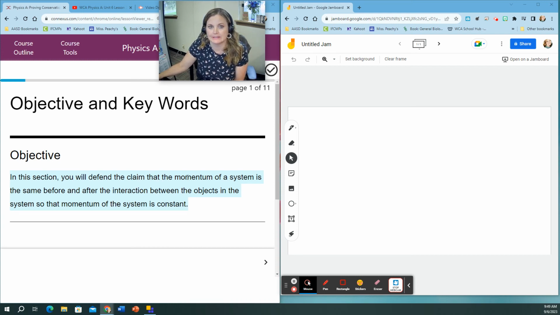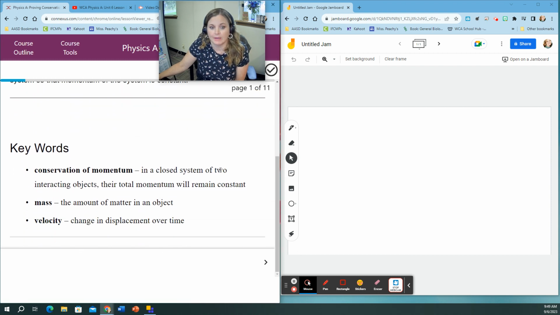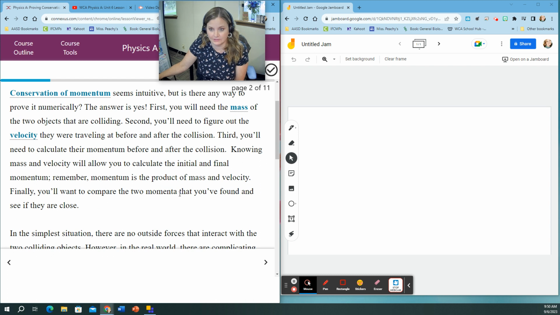I'm looking here at Unit 6, Lesson 4, and we are still looking at momentum. We are going to mathematically kind of prove that momentum works here. So again, conservation of momentum in a closed system of two interacting objects, their total momentum will remain constant. Mass, as you know, is the amount of matter in an object. We measure that in kilograms generally, and velocity is change in displacement over time. And we usually use meters per second as our standard unit of measure there. But we are going to prove the conservation of momentum here.